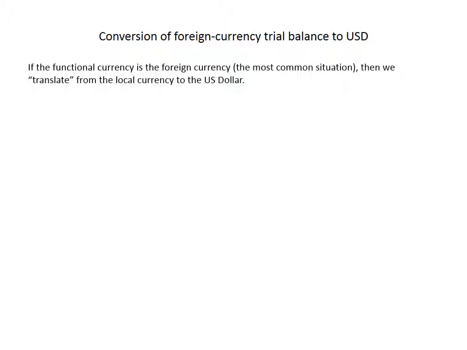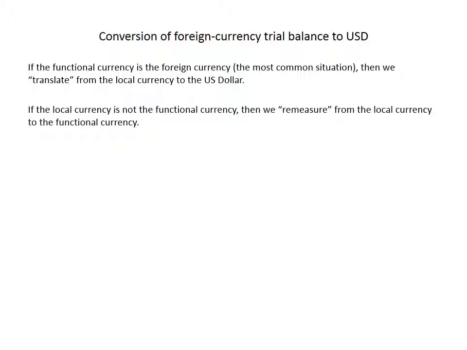If the functional currency is the foreign currency, and again this is the most common situation, then we translate from the local currency to the US dollar. If the local currency is not the functional currency, then we remeasure from the local currency to the functional currency. So putting this in a sort of diagram, if the local currency is the peso, again thinking of the manufacturing facility over the border in Mexico, and yet the functional currency is the US dollar, we remeasure the trial balance from pesos into the US dollar.